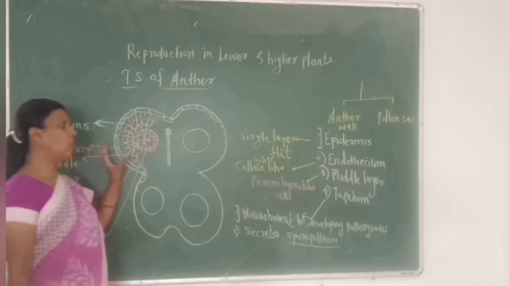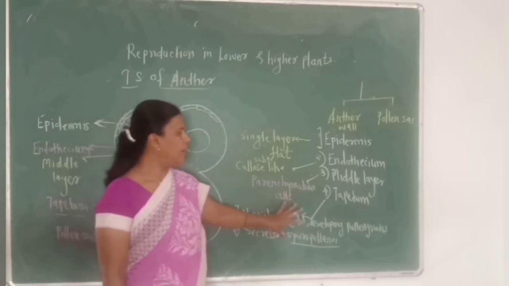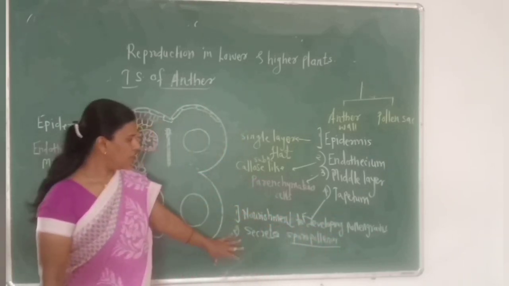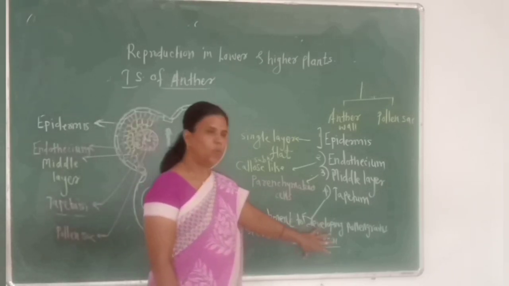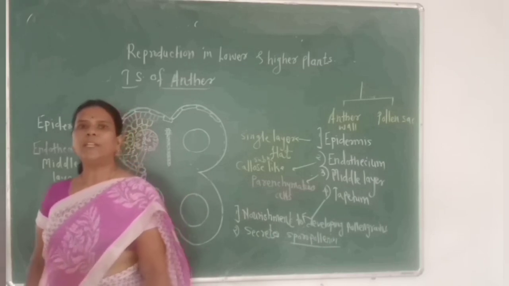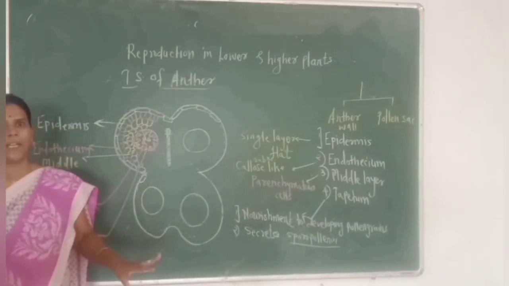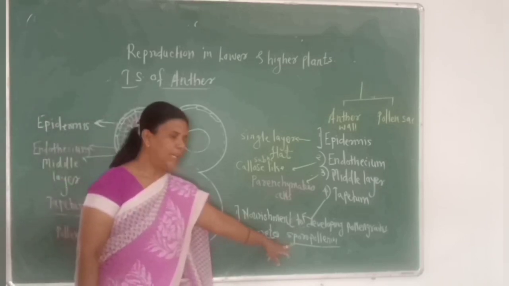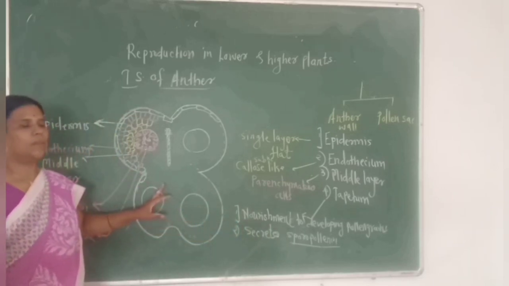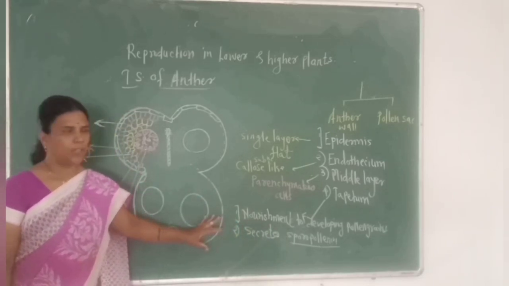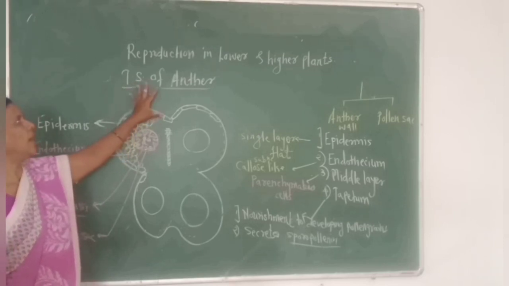The role of tapetum is that it provides nourishment for developing pollen grains. The second role is that this tapetum mainly secretes a substance, sporopollenin, and sporopollenin is involved in the formation of the exine of the pollen grain. This sporopollenin mainly protects the pollen grain from biological and chemical decomposition. This is the T.S. of anther.